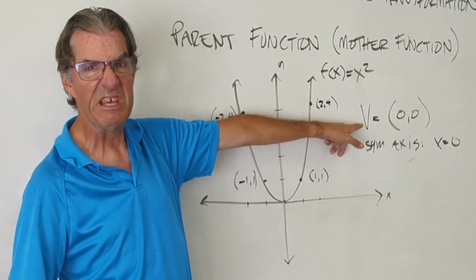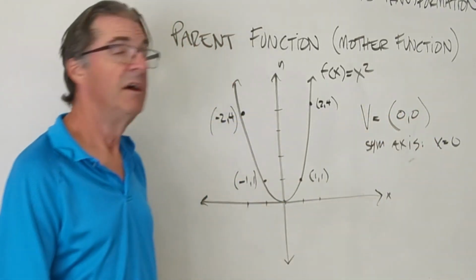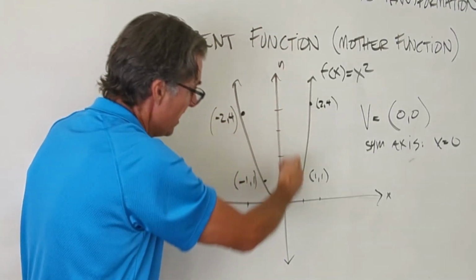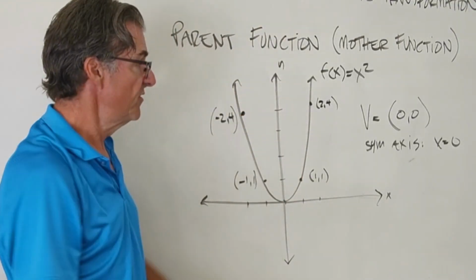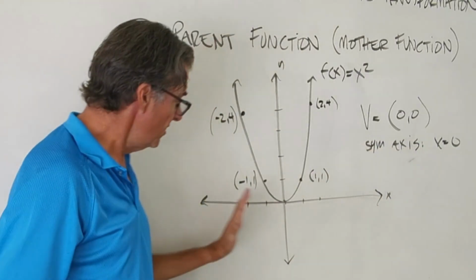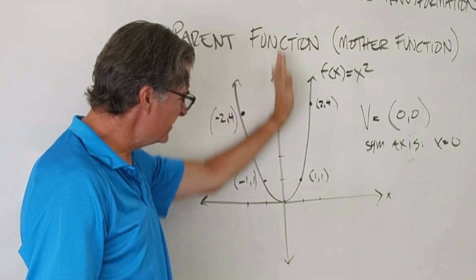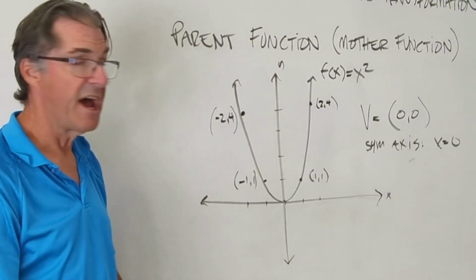So I use notation v for vertex equals 0, 0. The symmetry axis is running right up and down the y-axis. So that is x equals 0. Not anywhere right or left, but at x equals 0. So that's the symmetry axis.